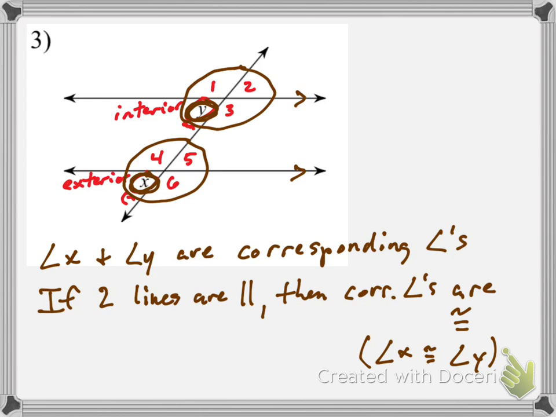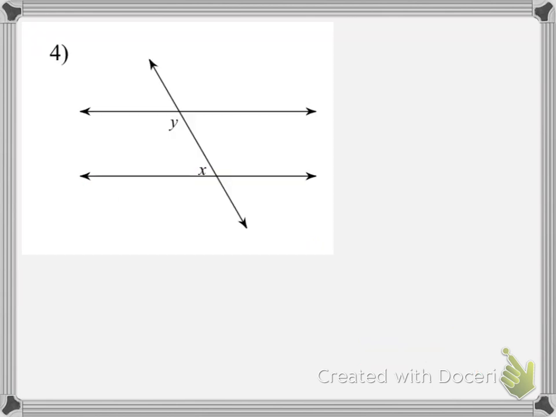All right, so alternate interiors are congruent. Alternate exteriors are congruent. Corresponding angles are congruent. So that's 3 new pairs. Our fourth pair. Here's Y, here's X. Both on the interior. But these are on the same side of the transversal.